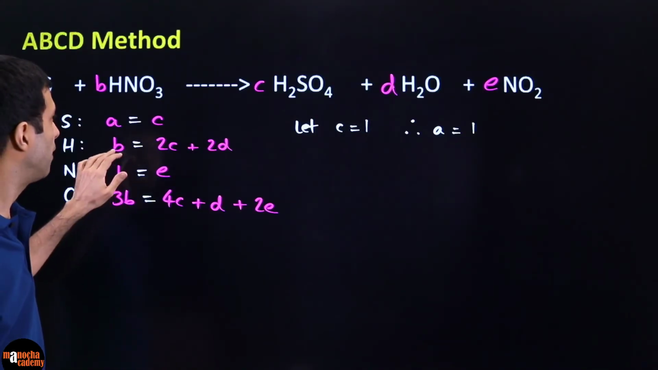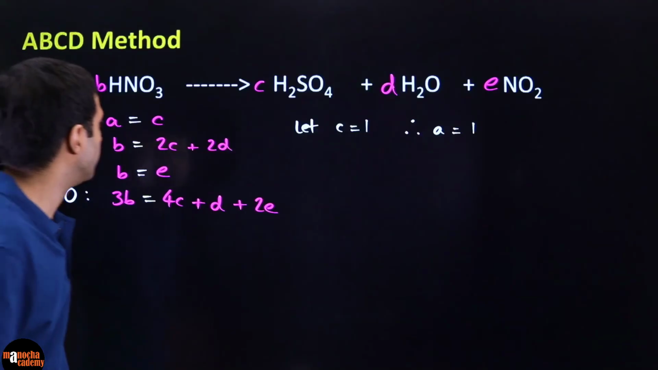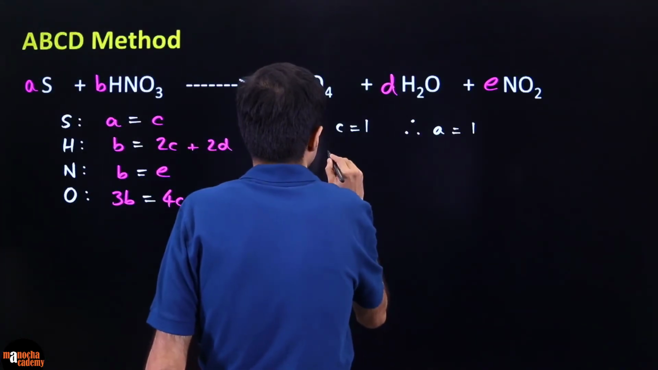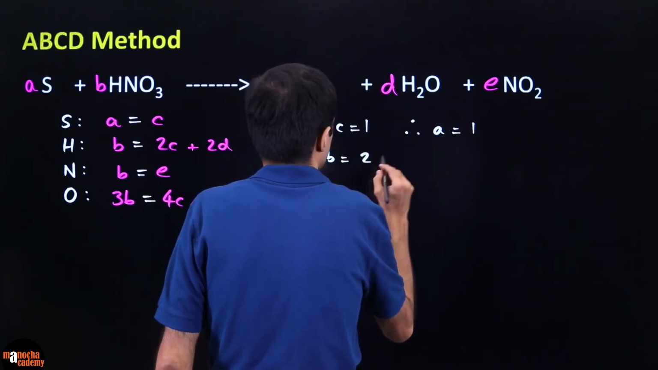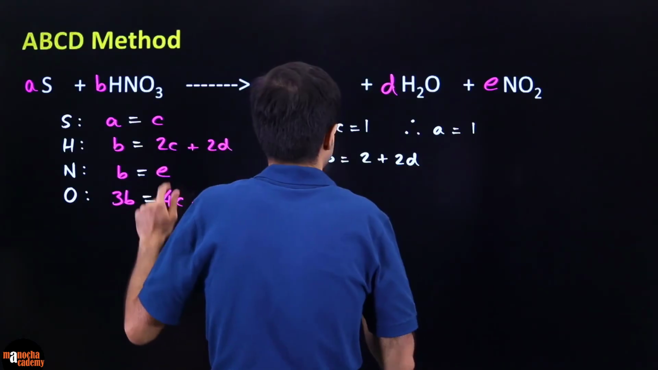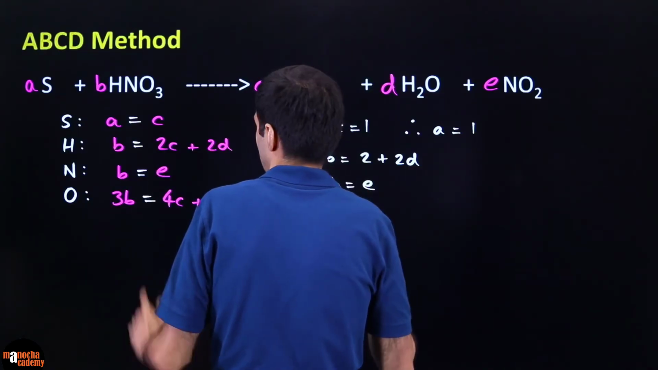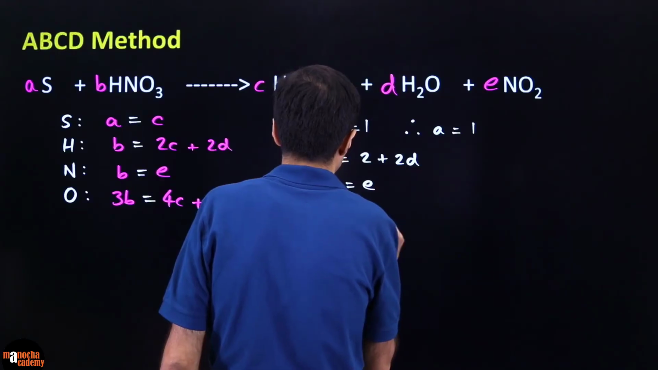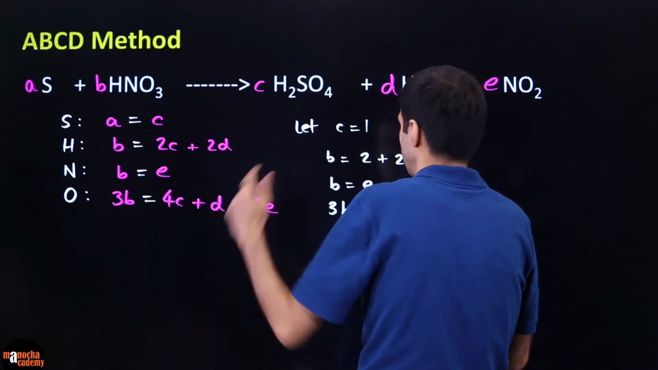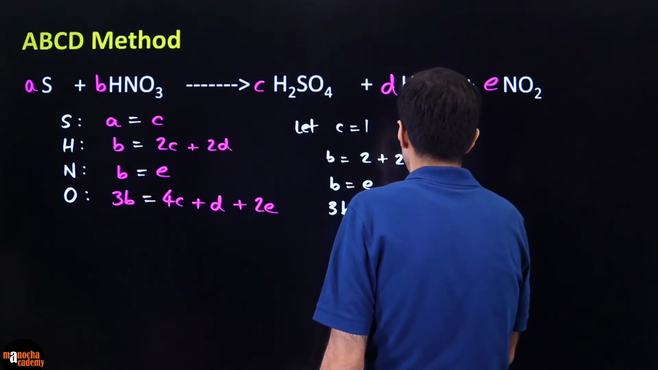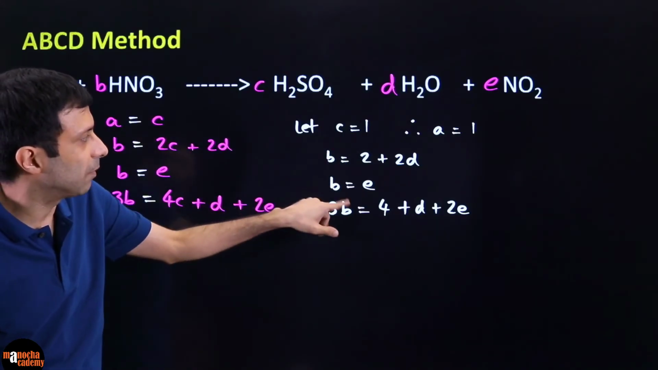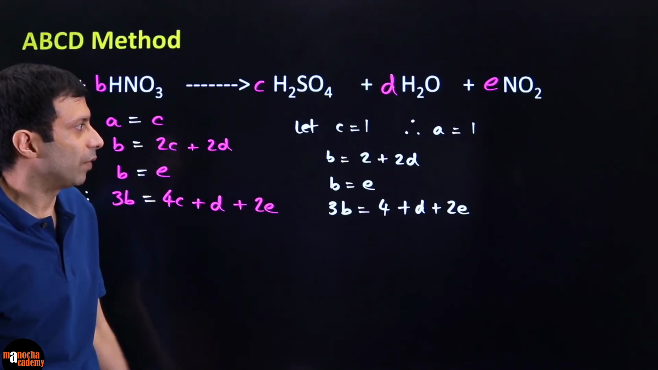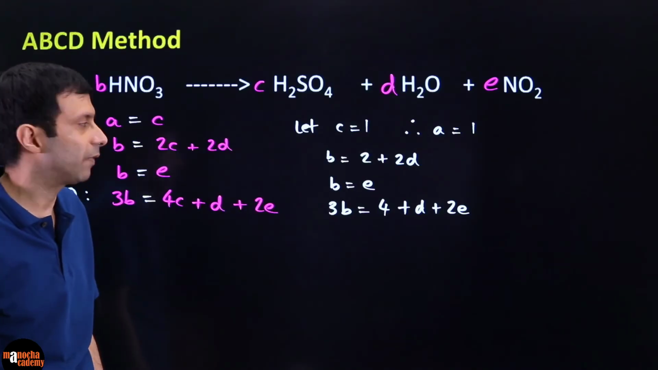So what are the other equations we have? B equals 2C plus 2D. So we are getting B equals 2 times C, so 2 times 1 plus 2D. The other equation is B equal to E, and the third is 3B equals, substituting here, 4 times 1, 4 plus D plus 2E. You can see things are getting a little interesting here because we don't know any of the values of B, E and D. So we have 3 unknowns, but we have 3 equations. So it looks like we can solve it.